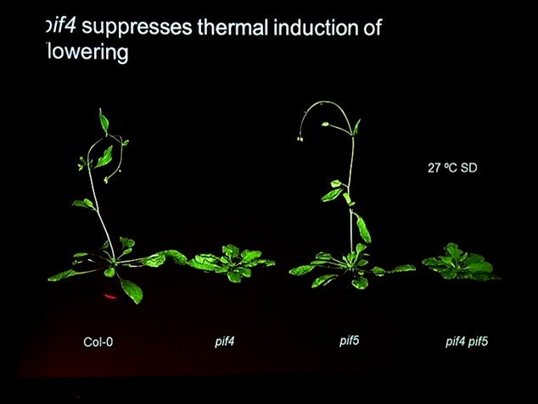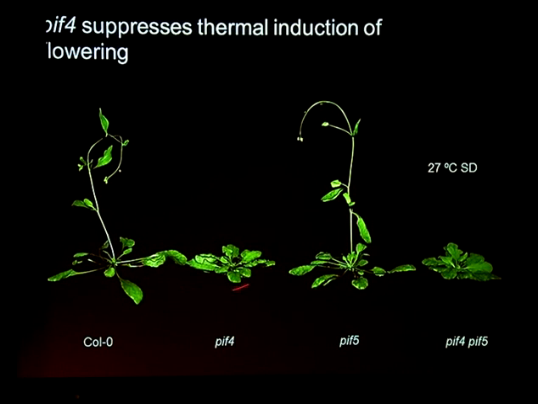But as others have already shown, if you grow wild-type Columbia at 27 degrees in short day, you essentially have a plant that flowers as early as a plant grown in long days at 20 degrees. So warm temperature alone is sufficient to compensate for the absence of short days. Temperature is as potent an inducer of flowering as long days are. And that was shown by Detlef a number of years ago.